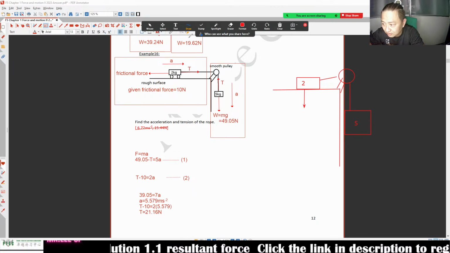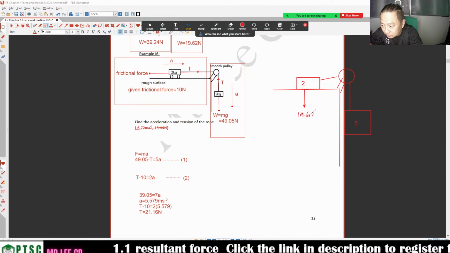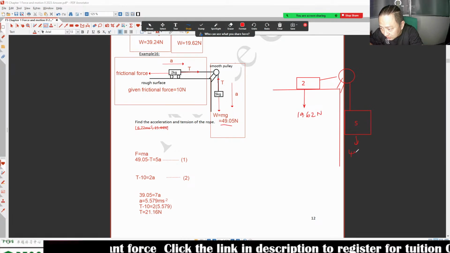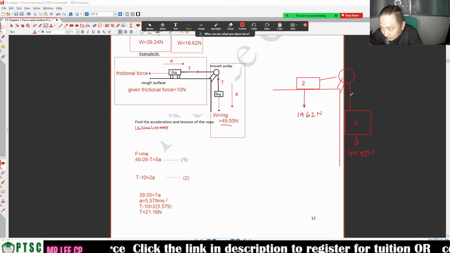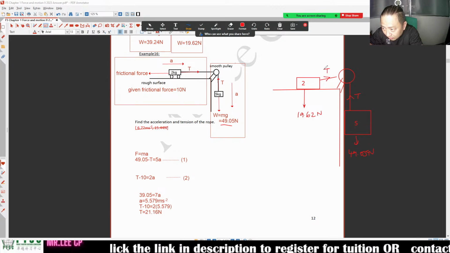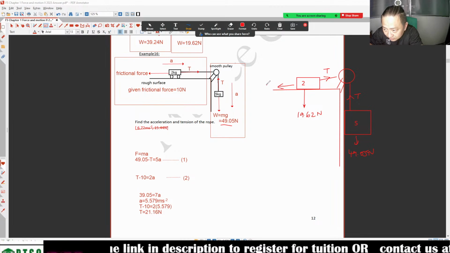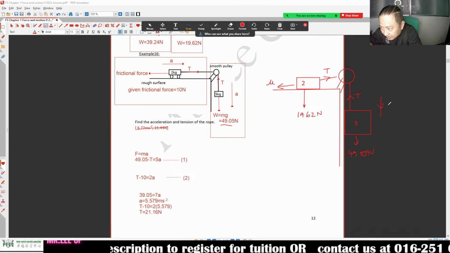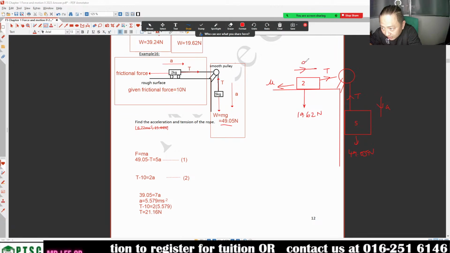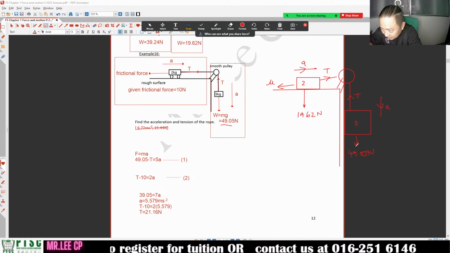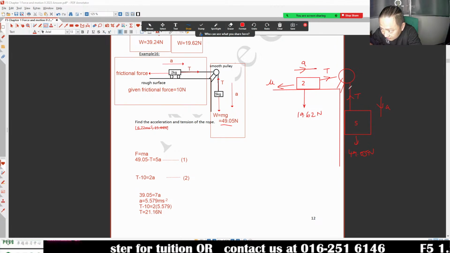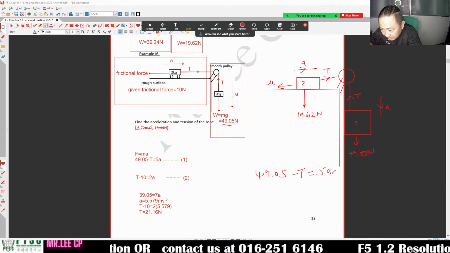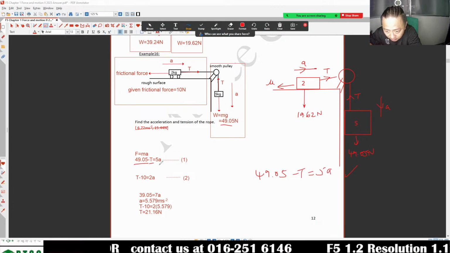Wait. 19.62. I know. This one got 49.05 Newton. This is tension. I all understand. This one got one frictional force. Yes, I also understand. So now this thing is heavier, it is going down. This thing is going right. So isn't it equals to this one minus this one? 49.05 minus T is equals 5A. Yes, you are correct.